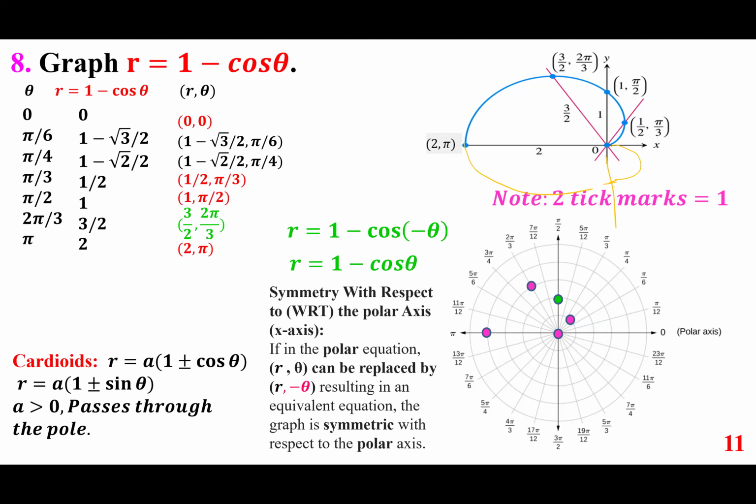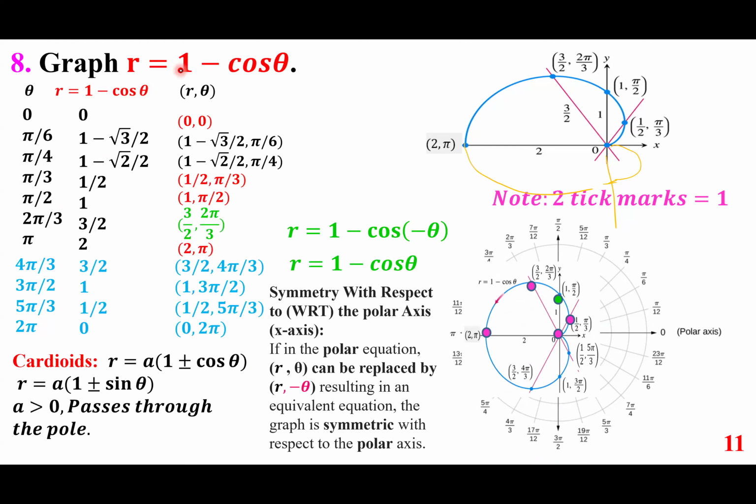Okay, that's it. But if you want to pick up a few more points, again, I'm going to go with the easy points. 4 pi over 3 is the same as 2 pi over 3 because cosine is negative there: 1 minus negative half becomes 3 halves. 3 pi over 2 is the same as pi over 2 and gives you 1 because cosine is 0. 5 pi over 3 is the same as pi over 3, 1 half, because 1 minus 1 half. 2 pi is the same as 0, which gives 0, because cosine of 0 is 1, and 1 minus that is 0. So you have those pairs and you have the entire graph.